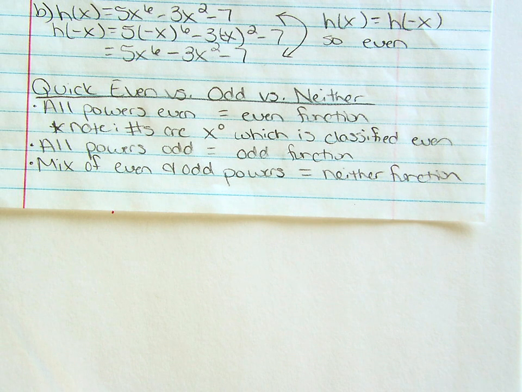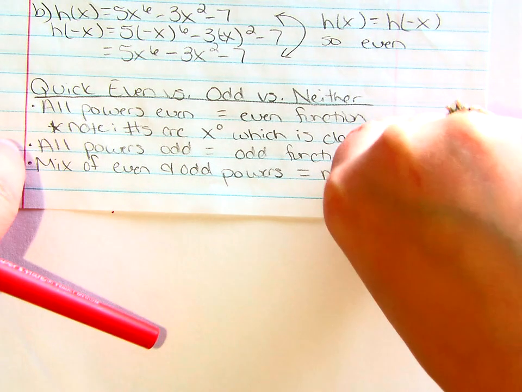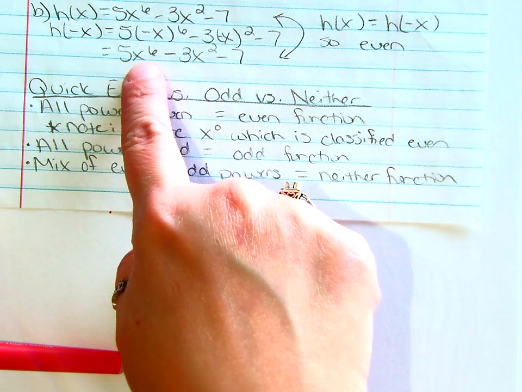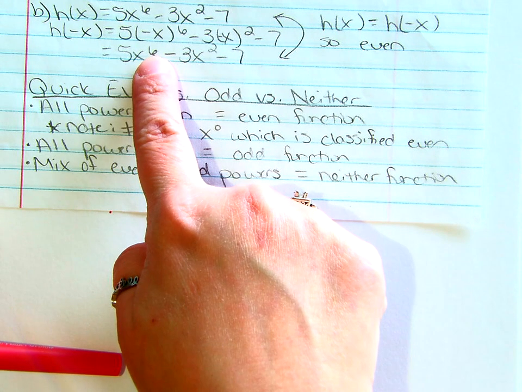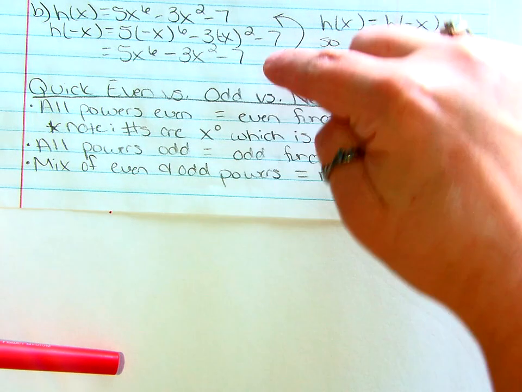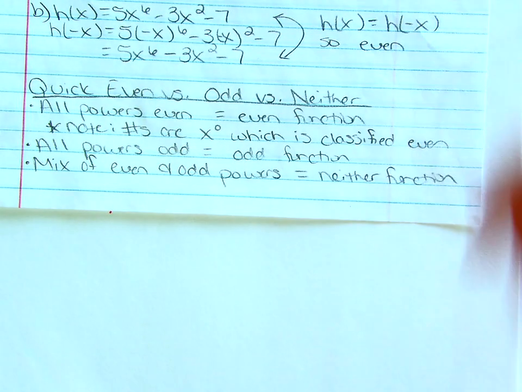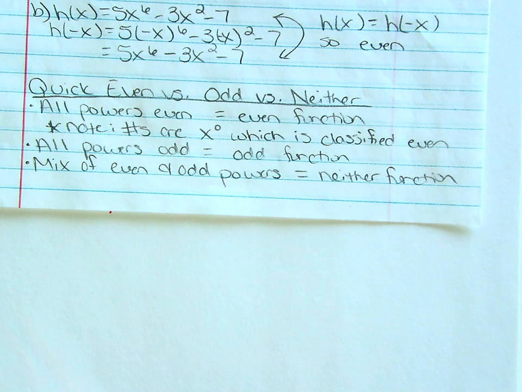The one thing you do have to note, which is why there is a note up there, is that numbers, like constants, are considered x to the 0th power, which is classified as even. Remember, anything to the 0th power is 1. So on that last example, we had x to the 6th, which is even, x squared, which is even, and then we treat our constant like x to the 0th power. While 0 is neither even nor odd, for this classification we do consider it to be even. And so thus we have all even. That's why h of x was even.